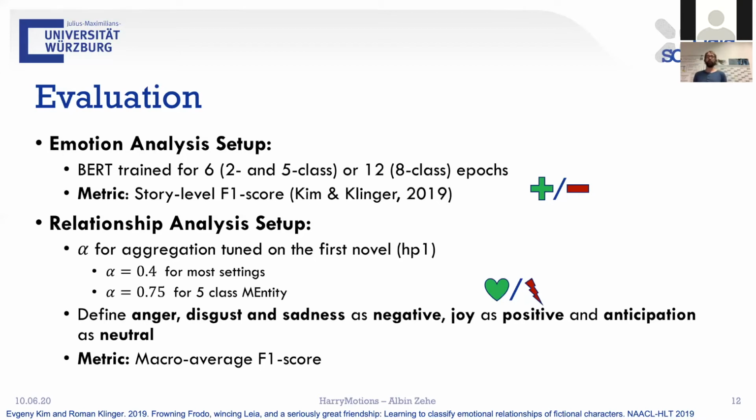We also need to define which emotions we regard as positive or negative. And in this case, we say that anger, disgust, and sadness are negative emotions, joy is a positive emotion, and anticipation is a neutral emotion. As an evaluation metric for this task, we used a regular macro average F1 score.